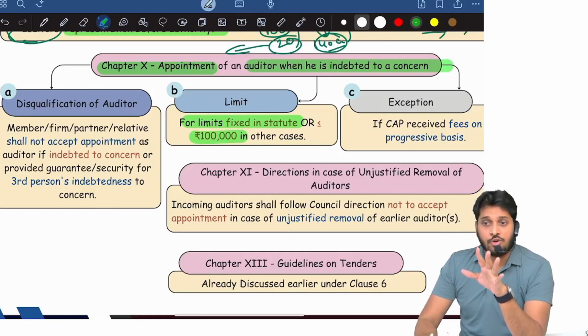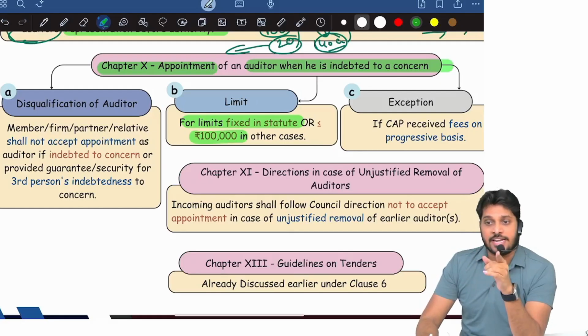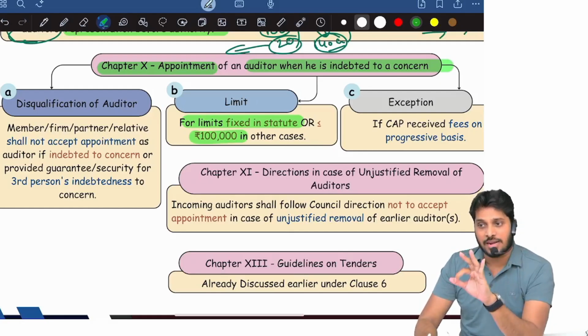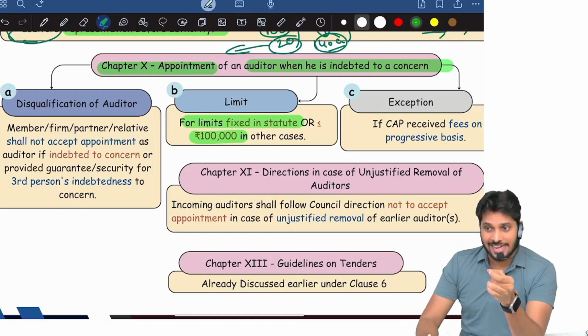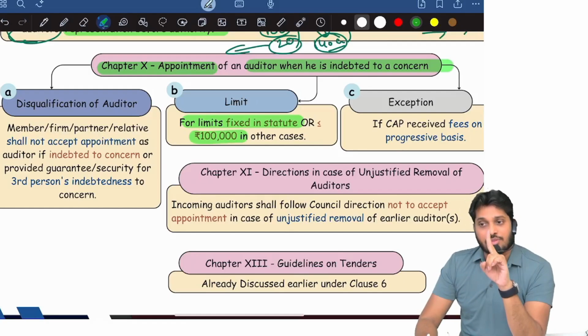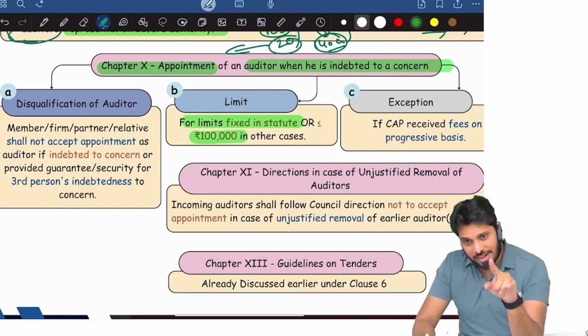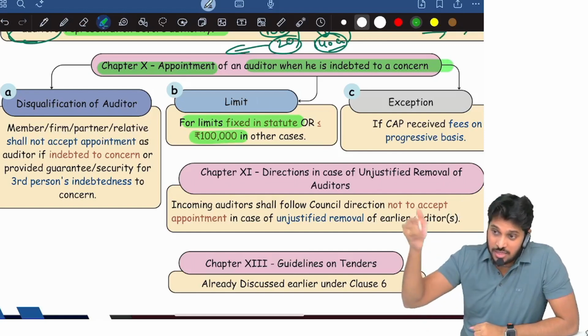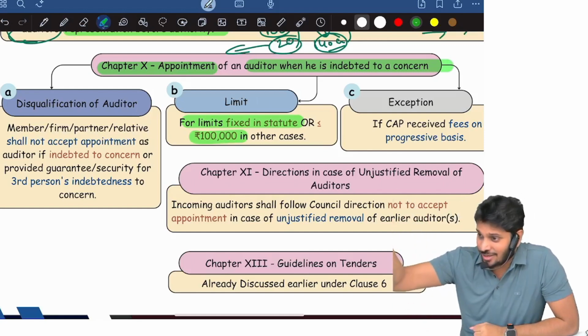So how much indebtedness can I have to an entity where I am doing audit? Maximum 1 lakh. If there is a specific law guiding that, then only 5 lakhs. For example, the Corporate Societies Act says 1000 only. Indebtedness exceeding 1000, you are disqualified. So limit specified in the act or 1 lakh, whichever is lower or whichever is higher. That way you can compute.